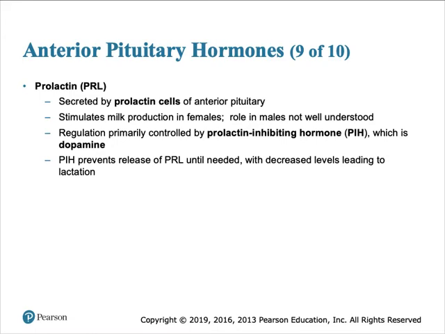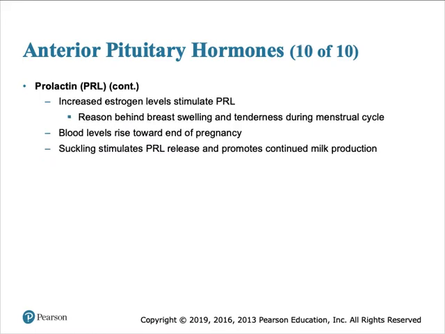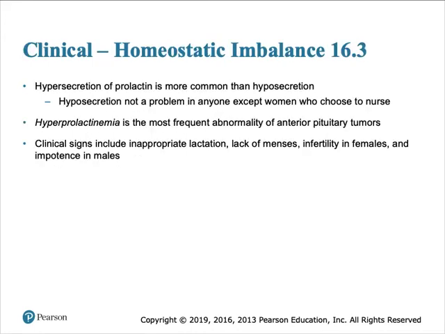So basically, prolactin is only released when it's needed, such as when you have decreased levels during active lactation. Okay. So blood levels of prolactin increase right at the end of pregnancy before potential nursing, and then the baby suckling causes PRL, or prolactin, to be released, and to help with continued milk production until there's no longer prolactin levels in the blood. And we'll talk a little bit more about that again when we get to chapters 26 and 27.